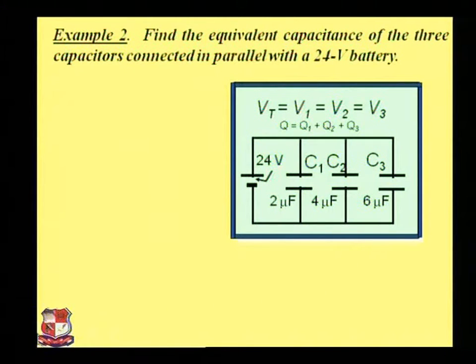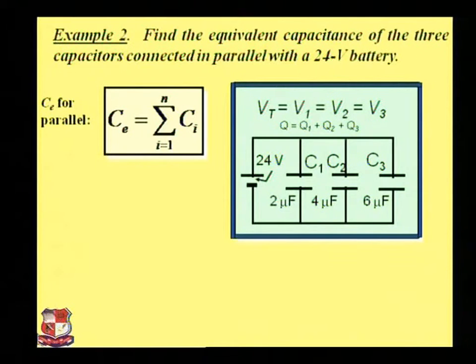Now one example based on parallel capacitors, so we can easily identify how the value of the capacitance is found. A voltage of 24 volts is applied across capacitors 1, 2 and 3. C1 is 2 microfarad, C2 is 4 microfarad and C3 is 6 microfarad, connected in parallel with each other, and the EMF source given to them is 24 volts. We have to find the equivalent capacitance.